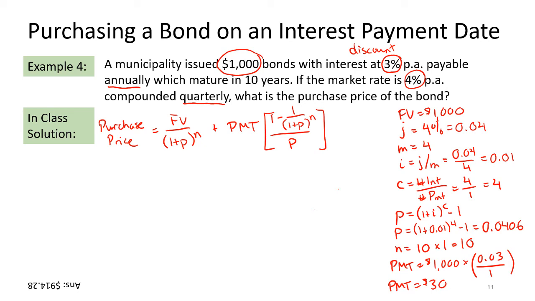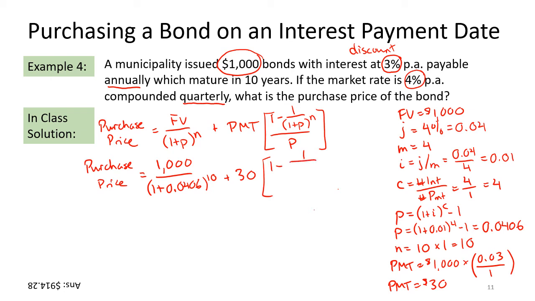So if we substitute all of these values in, our purchase price is equal to our face value, $1,000, divided by 1 plus the equivalent rate of interest, 0.0406, to the exponent 10, plus our payment, $30, times 1 minus 1 divided by 1 plus the equivalent rate of interest, 0.0406, to the exponent 10, divided by the equivalent rate of interest, 0.0406. Okay?